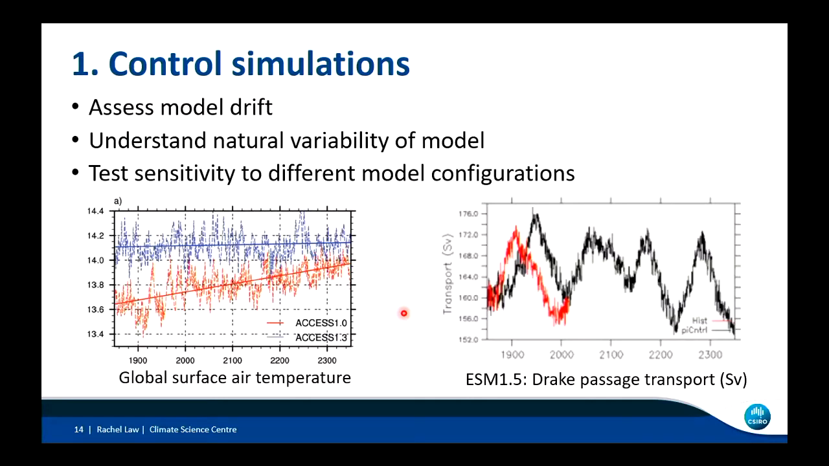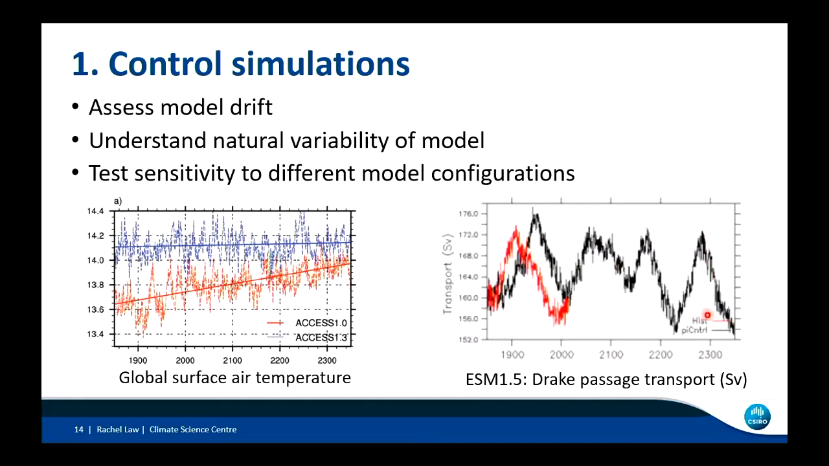Anyway, jumping through these categories, control simulations. These are typically used to assess the model drift, to understand the natural variability of the model, and to test sensitivity to different model configurations. A couple of examples here. Global surface air temperature through the 500 years of the control simulation of ACCESS 1.0 and 1.3. You can see that in this case, 1.0 was drifting a little bit, about 0.4 degrees over 500 years, with less drift in the ACCESS 1.3 model. That's important to understand because any of your simulations of the historical and the future need to account for that underlying background trend or drift that you've got in the model.